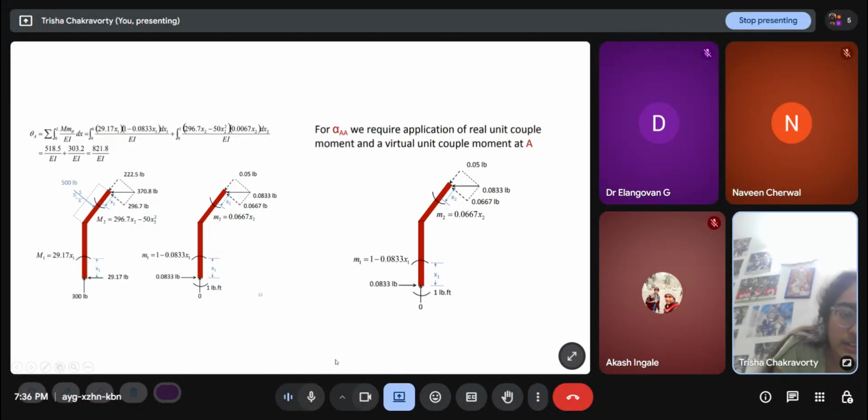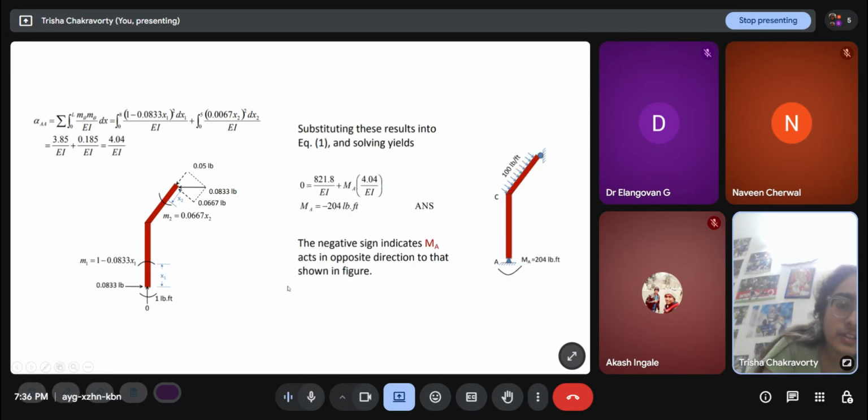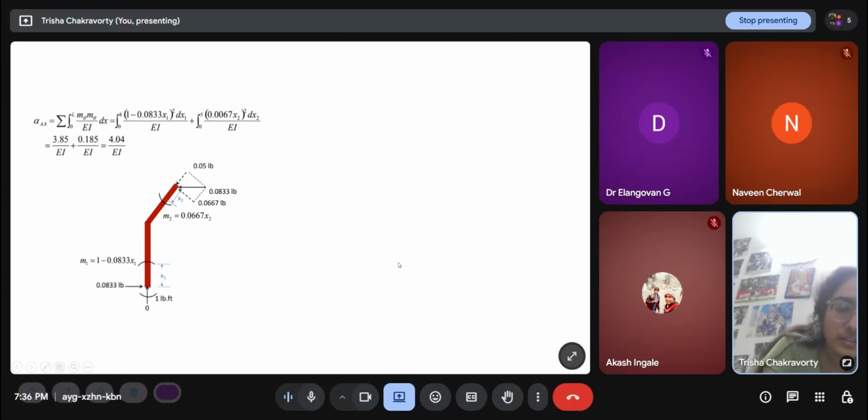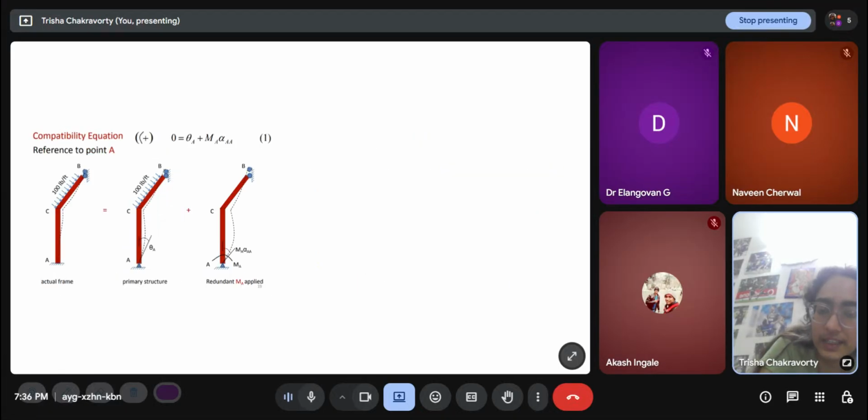So here there is a one. This is the moment that's been applied, and a virtual unit couple moment at A, and we multiply this, m theta squared basically, and we substitute the results and solve it to get a negative value. Again, the negative sign indicates that MA acts in the opposite direction, so that's shown in the figure. We had assumed the MA to be like this, so it will be in the opposite sense. That's all.